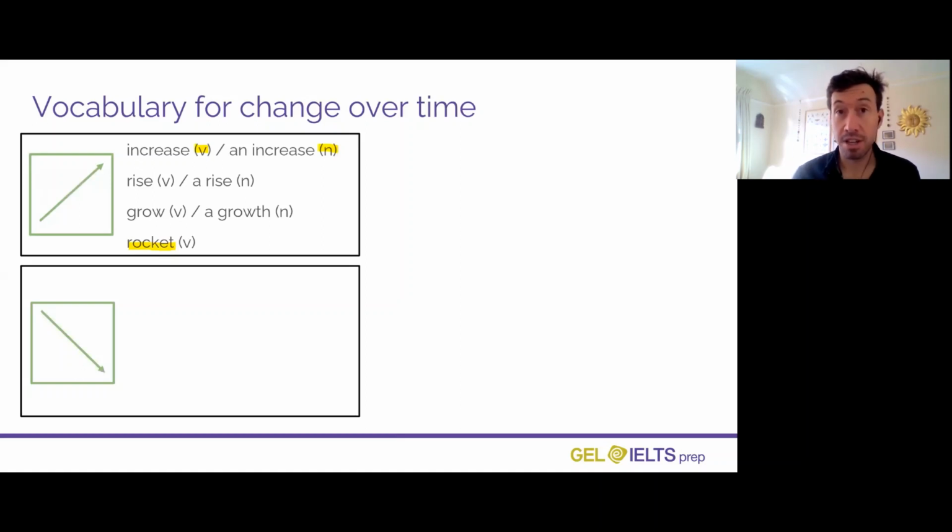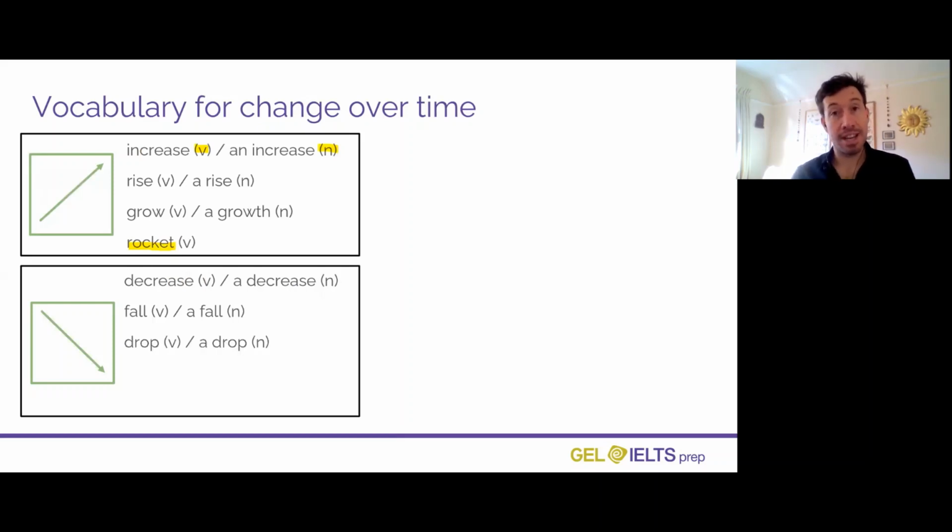Let's look at ones for go down. Opposite of increase, we've got decrease. And again, we've got a verb, and a decrease is the noun of that. Fall and a fall. Drop, and a drop is the noun. Plummet, which is the opposite of rocket. So remember, rocket means go up very quickly. Plummet means go down very quickly. And another good one is plunge, which also means go down very quickly.